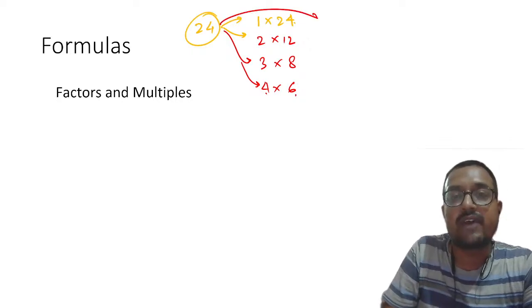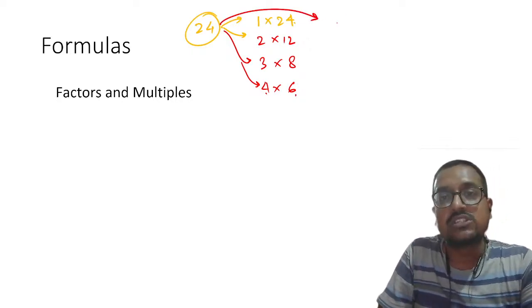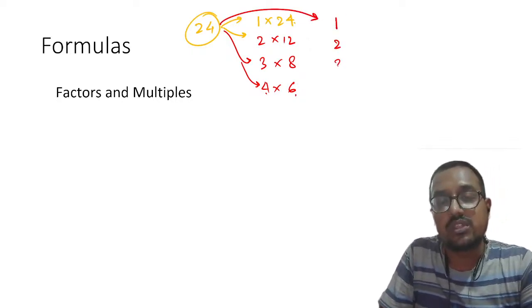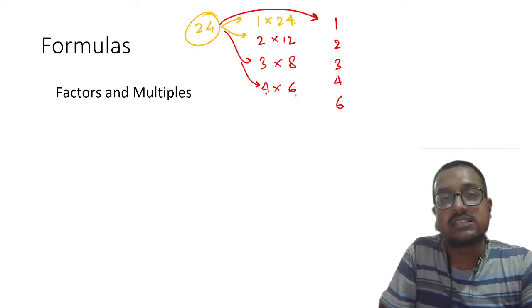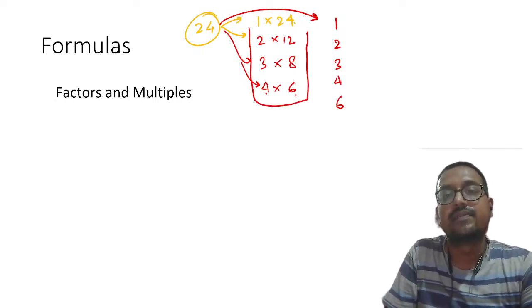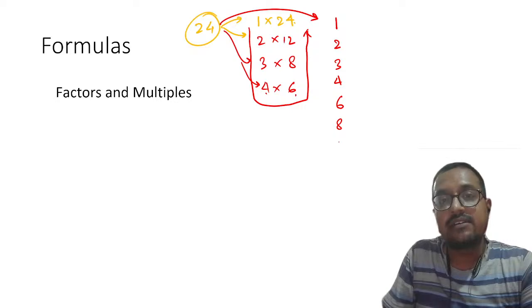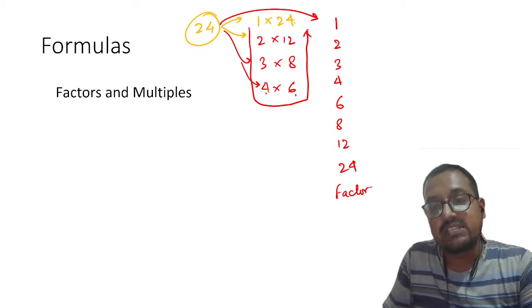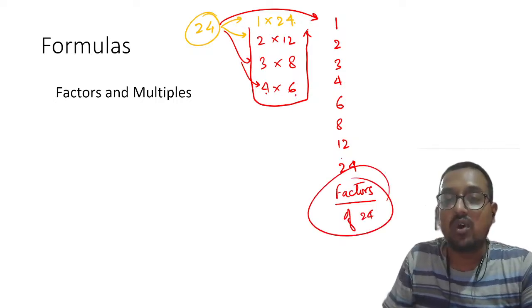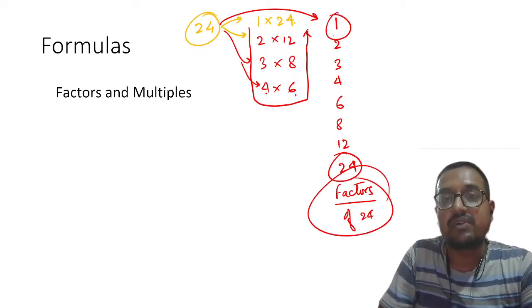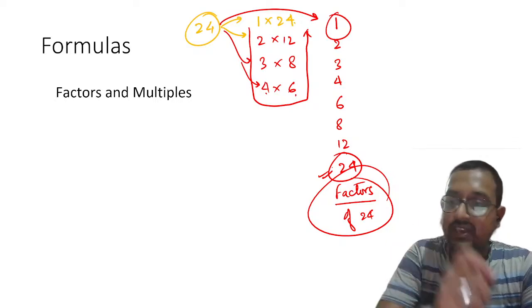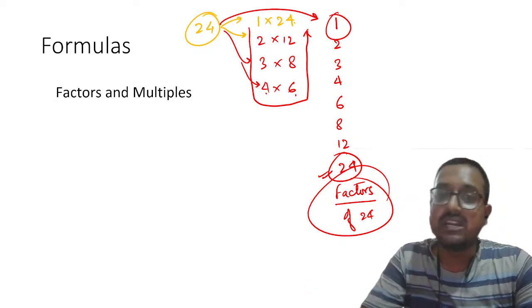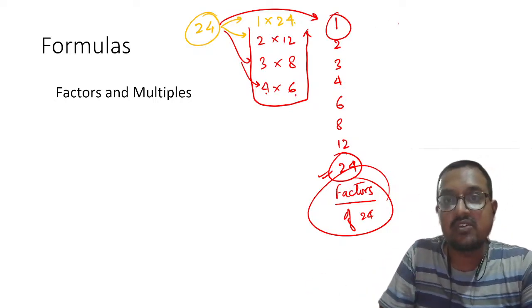So what are the factors of 24? My dear students, the factors of 24 are 1, 2, 3, 4, then 6. Always go like this. 6, 8, 12 and 24. All these are factors of 24. Please remember, 1 and 24 will always be factors. 1 and the number itself will always be factors of that number. Understood? Everyone is clear on this part.